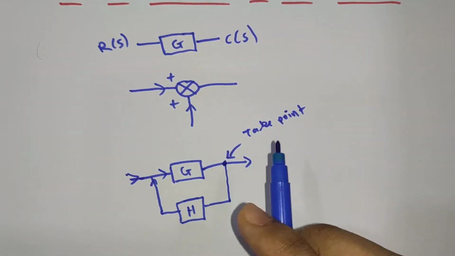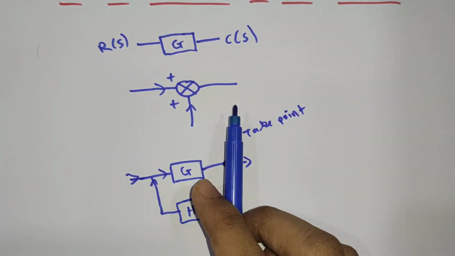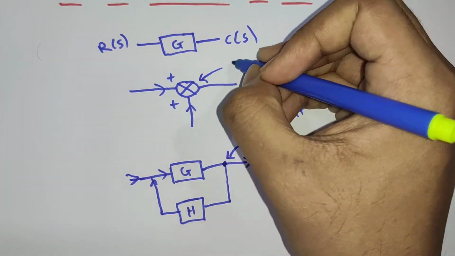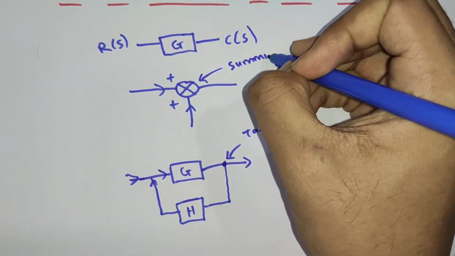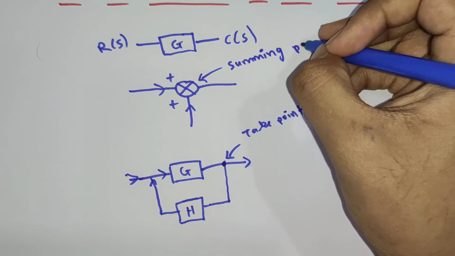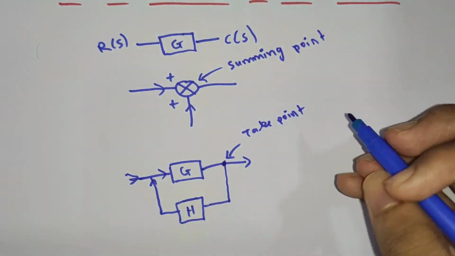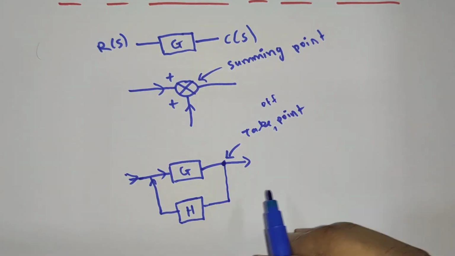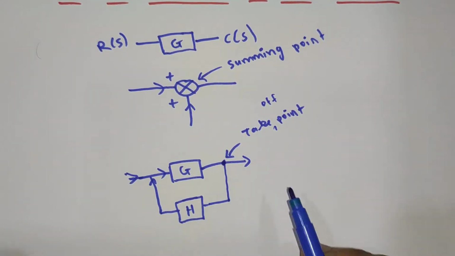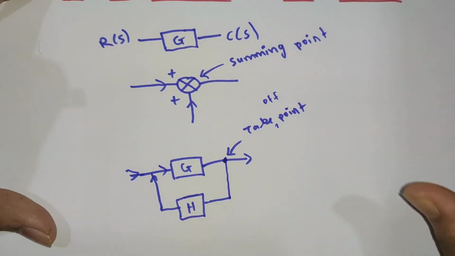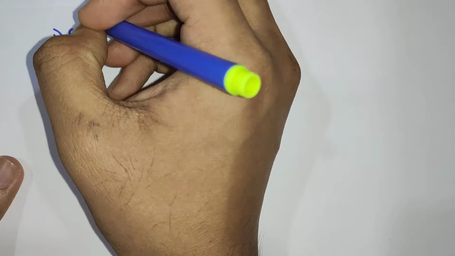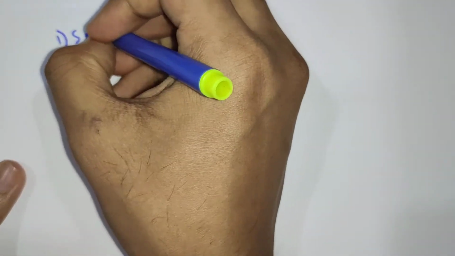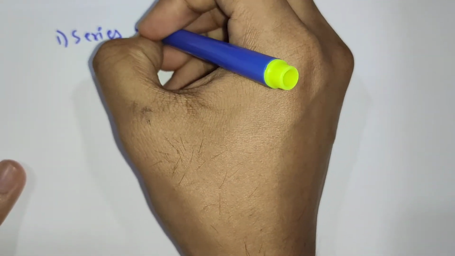These are the three important things: the block diagram, the summing point, and the takeoff point. The summing point is where two or more signals meet, and the takeoff point is where the feedback path originates. Now let's see the rules. The first rule is series reduction.